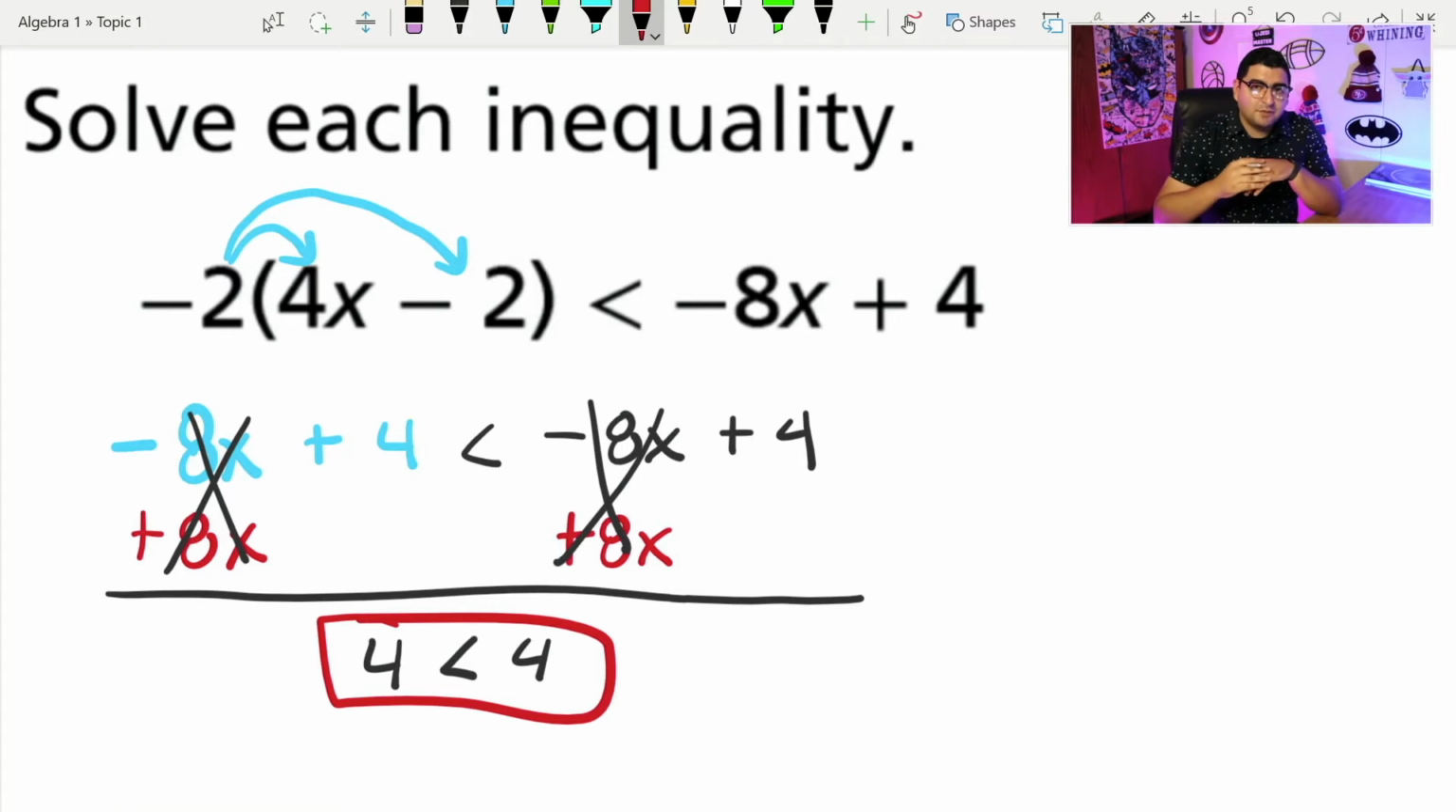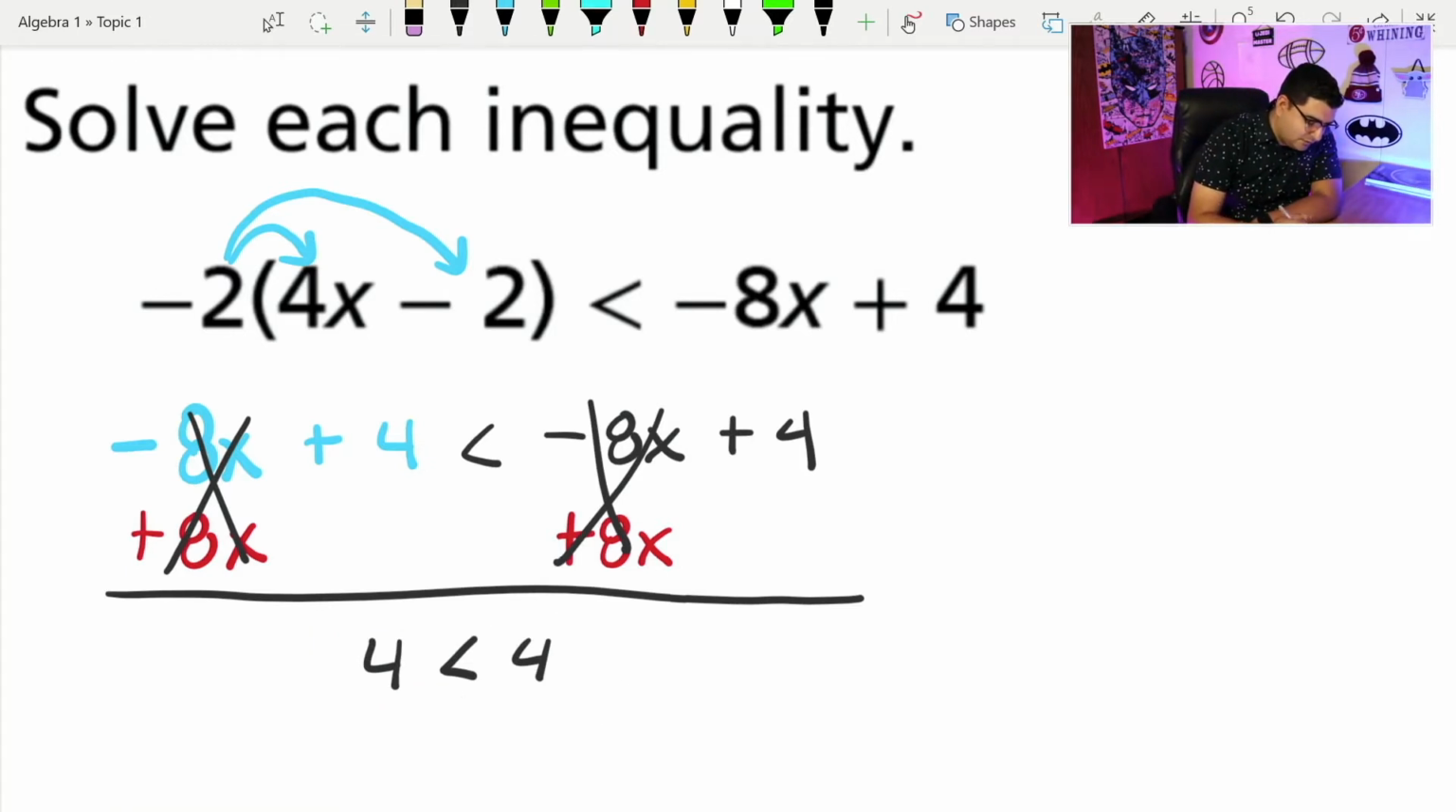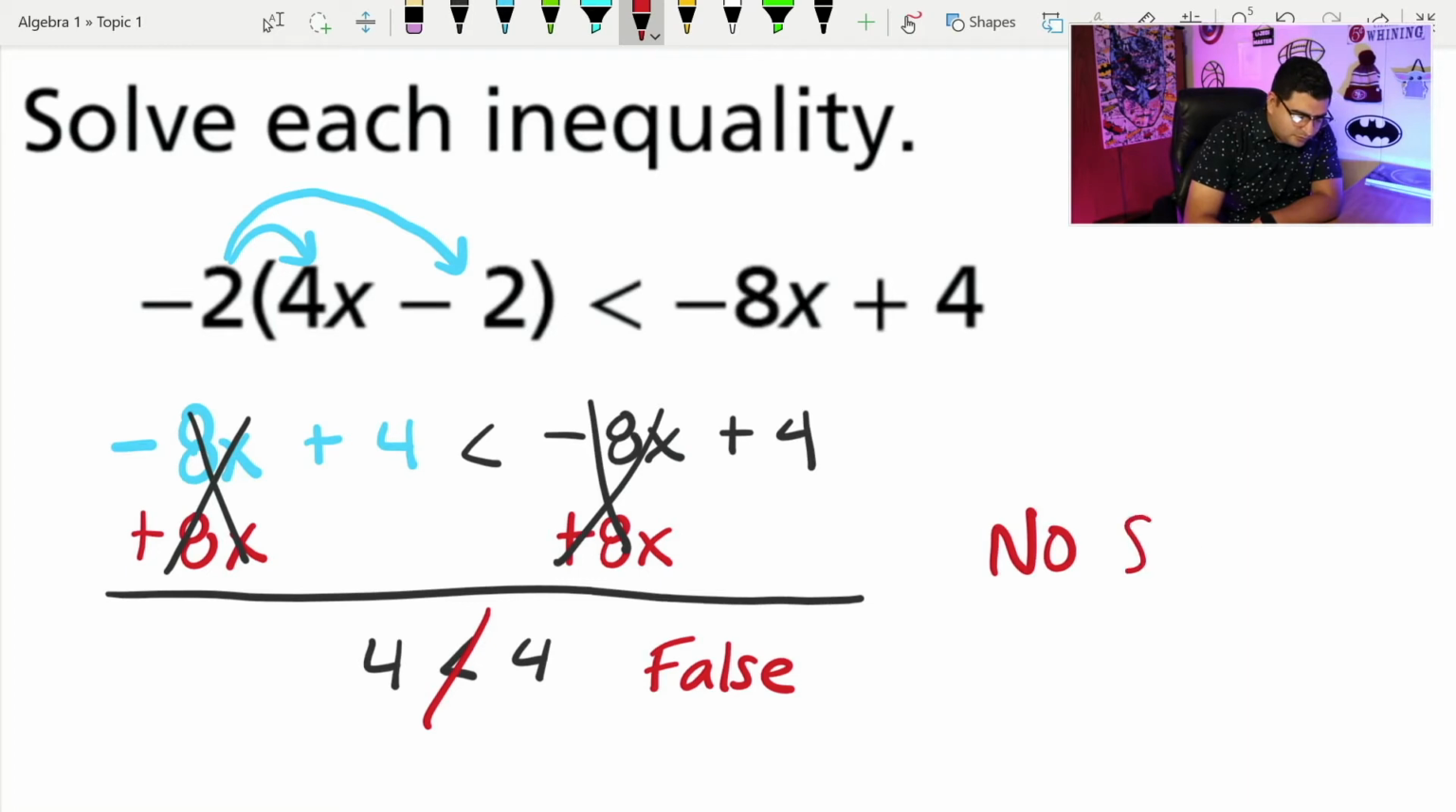Because 4 less than 4 is not a true statement, 4 can never be less than 4, 4 can never be greater than 4. 4 is equal to 4. So because this is a false statement, that's not true, this tells us that this in fact has no solution. This is our first special case of solving linear inequalities.